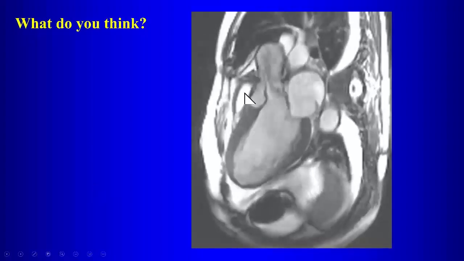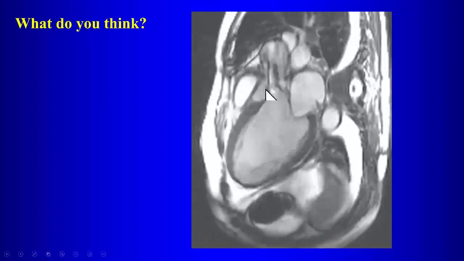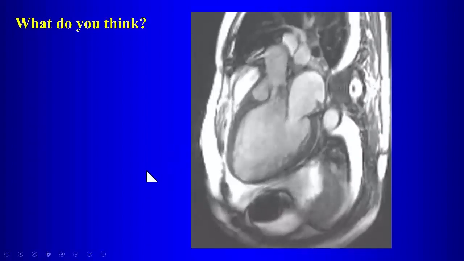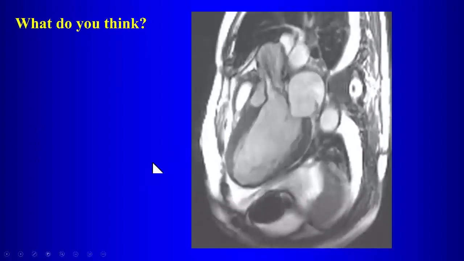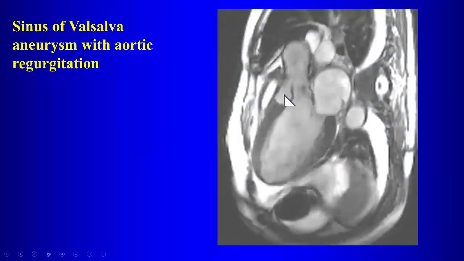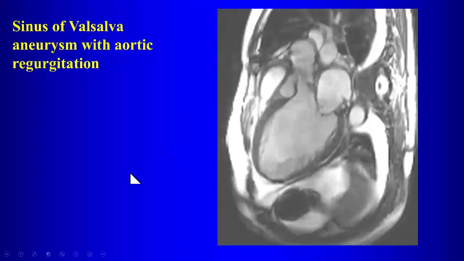There's a big sinus of Valsalva aneurysm right there. See it? All right, so there's a sinus of Valsalva aneurysm here that's resulting in this complication of aortic valvular regurgitation. And that's why the left ventricle is dilated. Okay, so nice example of sinus of Valsalva aneurysm with the complication of aortic valve regurgitation.